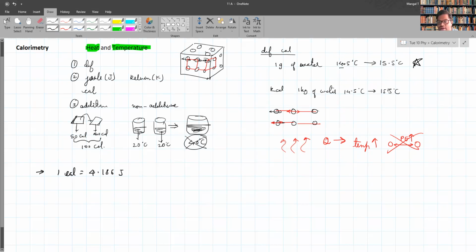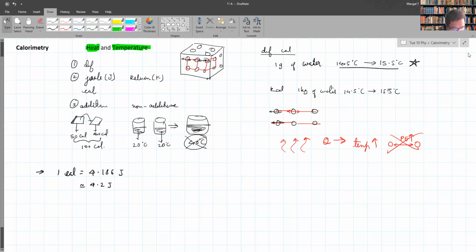14.5 to 15.5. Of course, there is no much greater change in the amount of heat required. It is negligible, but this is an accurate definition. The accuracy depends upon what you want. Here, 1 calorie is given as 4.186 joules. In our calculation, we are going to round it off to 4.2 joules. So that's the accuracy that we are looking for. But I repeat again, for definition, stick to 14.5 to 15.5.